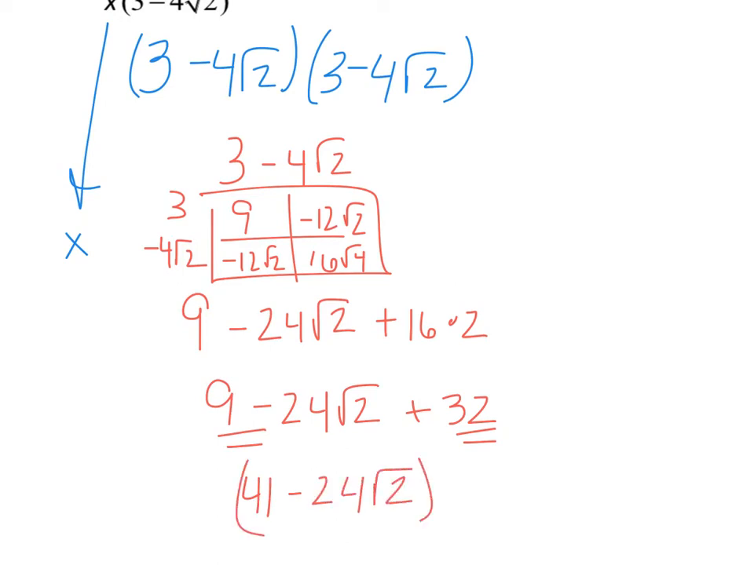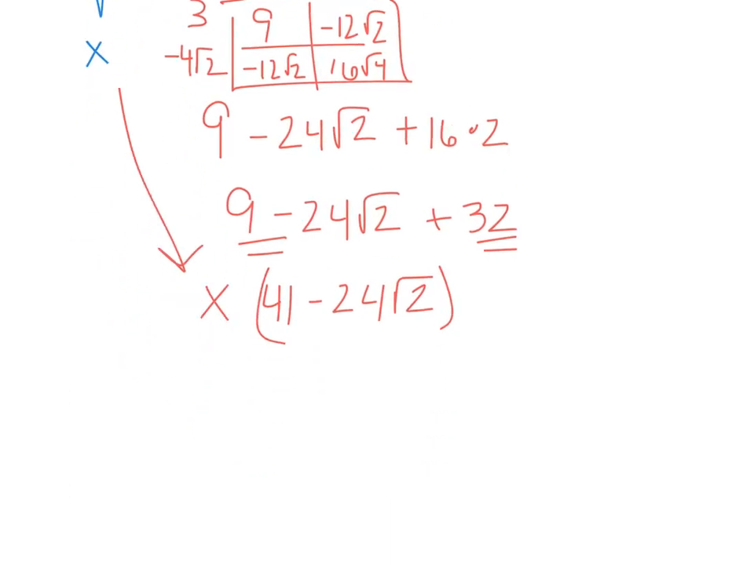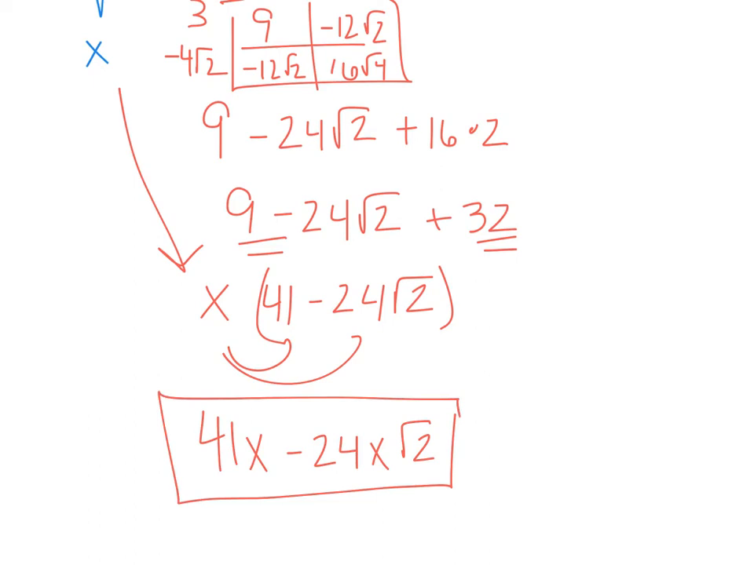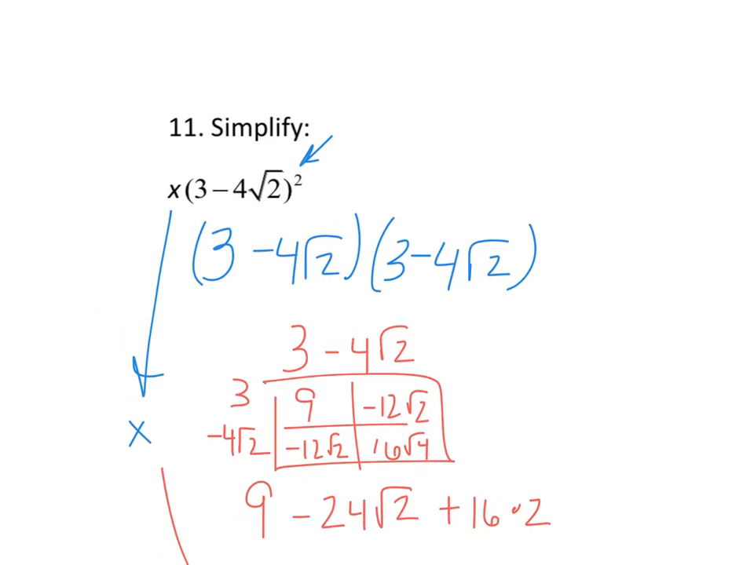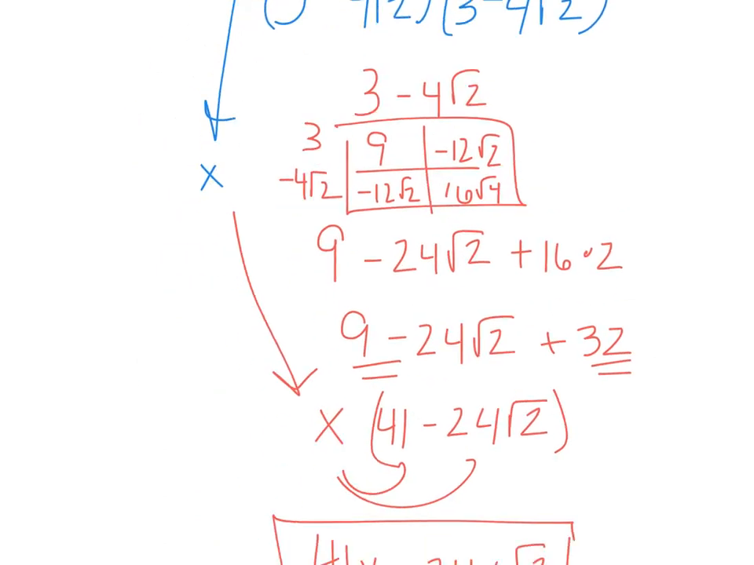But we still have to bring this x in. We don't want to forget about it. So our last step to this problem is to distribute it in, and we'll get 41x minus 24x rad 2. Now, if you're not sure if you did this problem right, type this whole thing into your calculator with the x, and then type the original problem into your calculator, and you should get the same weird decimal to check yourself.